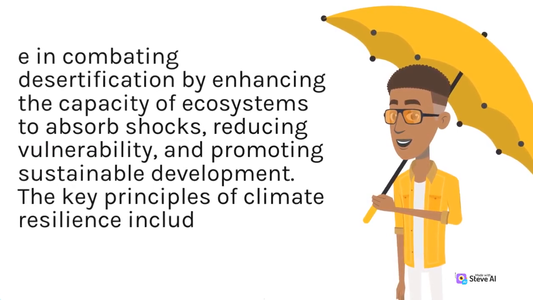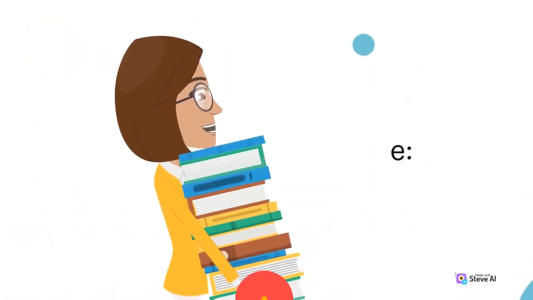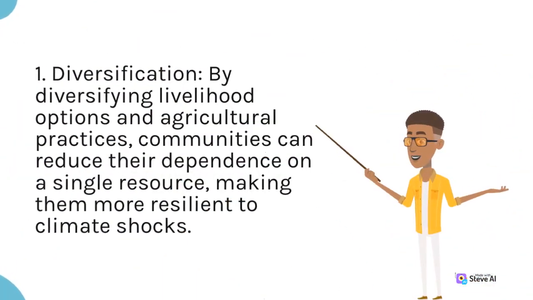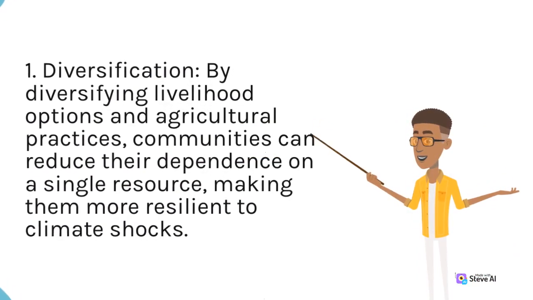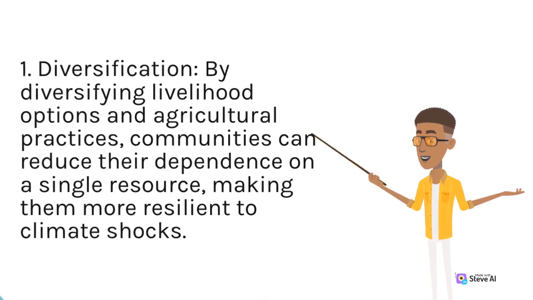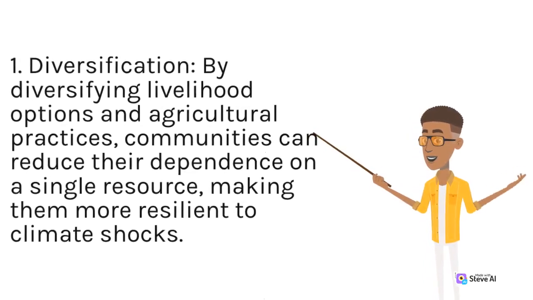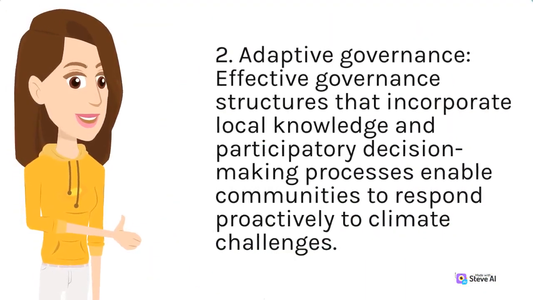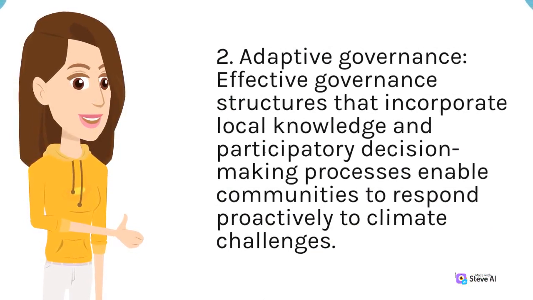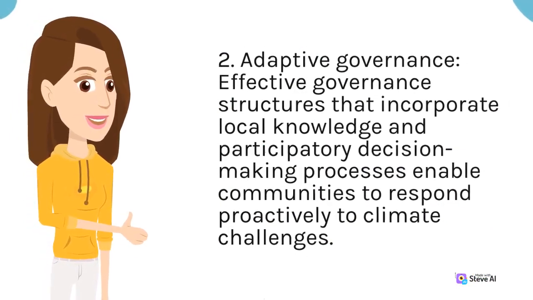The key principles of climate resilience include: One. Diversification. By diversifying livelihood options and agricultural practices, communities can reduce their dependence on a single resource, making them more resilient to climate shocks. Two. Adaptive governance. Effective governance structures that incorporate local knowledge and participatory decision-making processes enable communities to respond proactively to climate challenges.